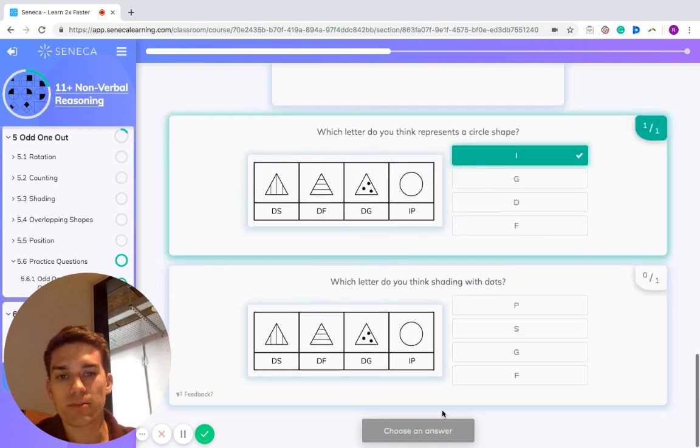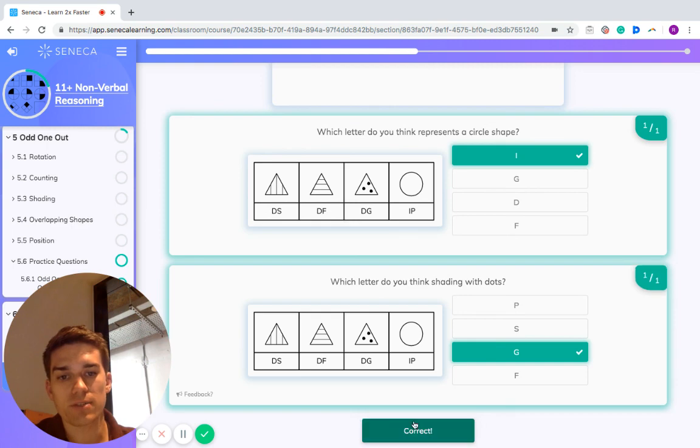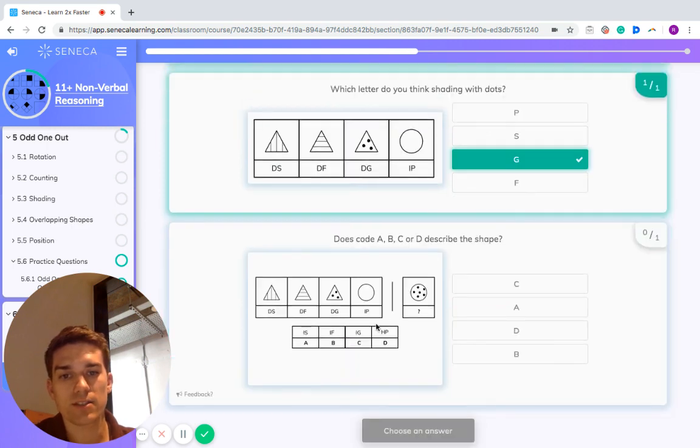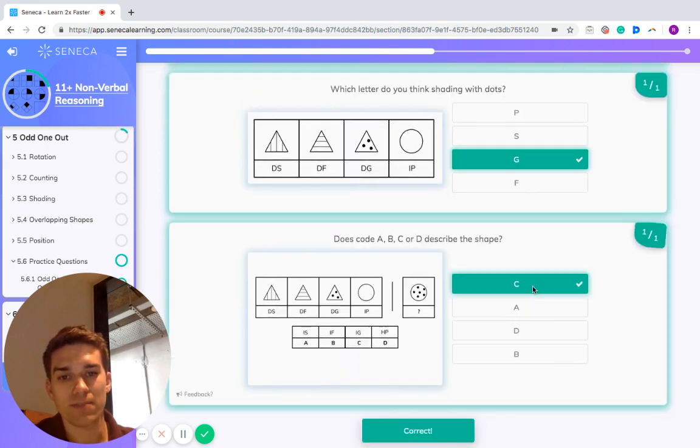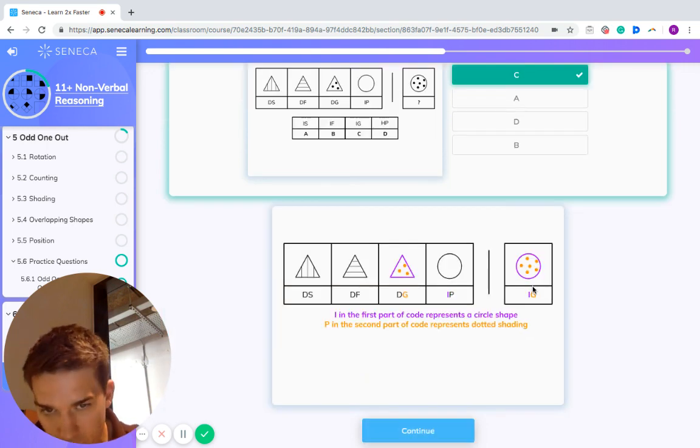But let's have a look. So we've got a circle and then the dots represent G. So the answer is IG, or Instagram. As we said, I is the first part, the code represents the shape, the circle shape, and P is the second part. That represents the shaded dots.